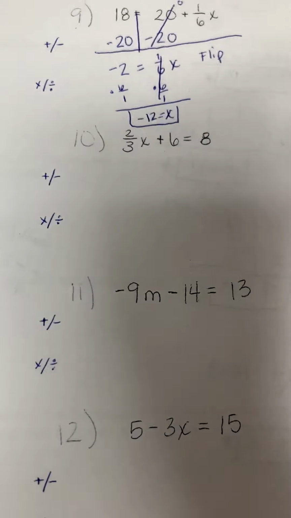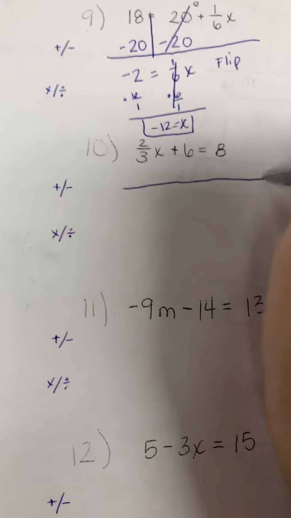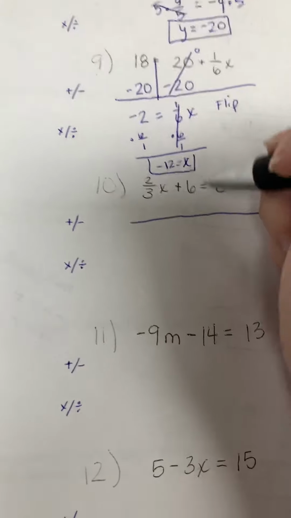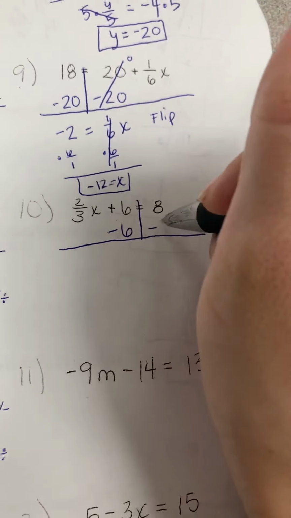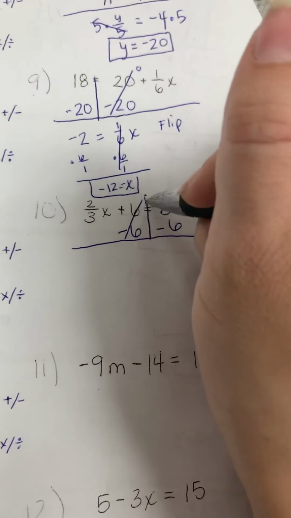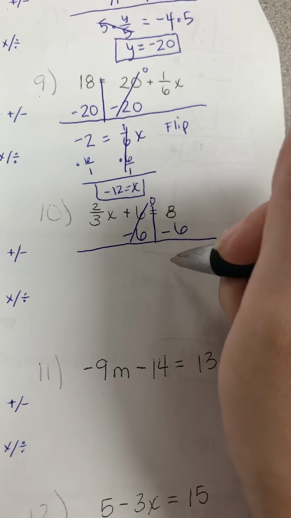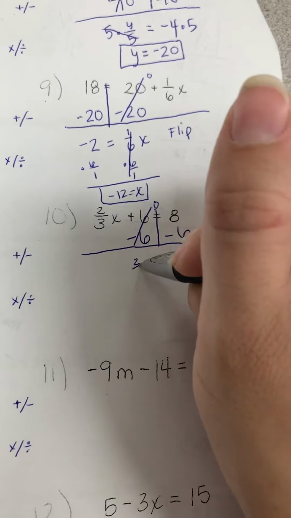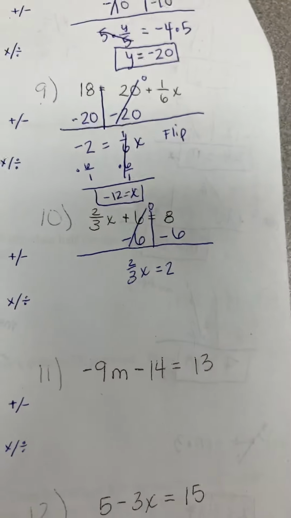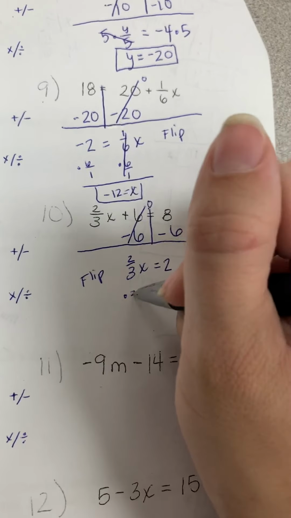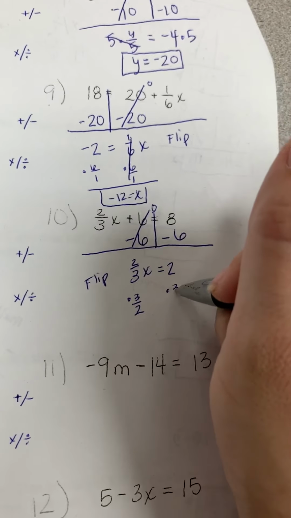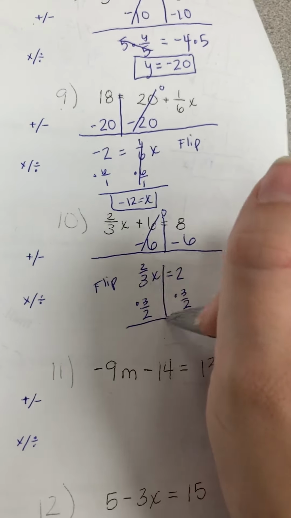Okay, last 3 problems. This one is just a little bit different because I have the 2/3 right there, so it's not a 1 on the top of the fraction, but I'm still gonna flip it. Minus 6 minus 6, that equals 0. 8 minus 6 is 2. 2/3 x equals 2. So I'm still gonna flip, times 3 over 2, times 3 over 2.